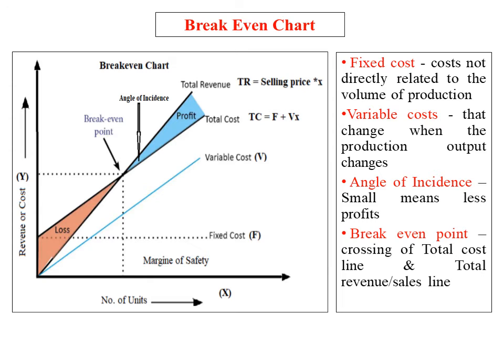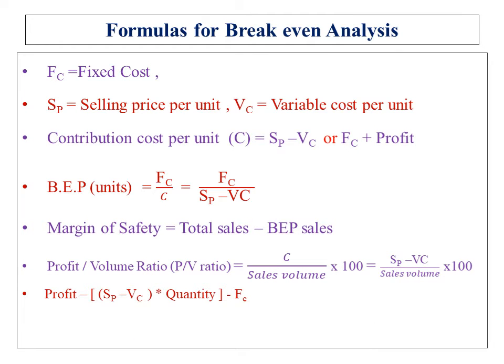Then we have the margin of safety. Above the break-even point, the region between this area is called the margin of safety. So you have to play within this margin of safety, that is total sales minus BEP sales, break even point sales. That is called the margin of safety.